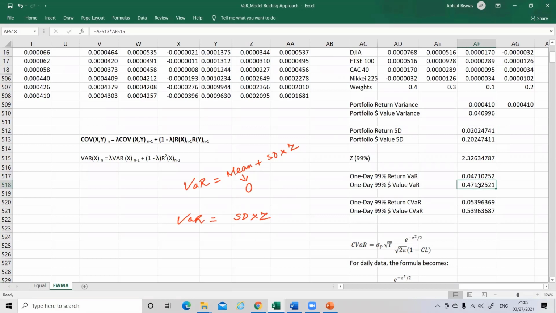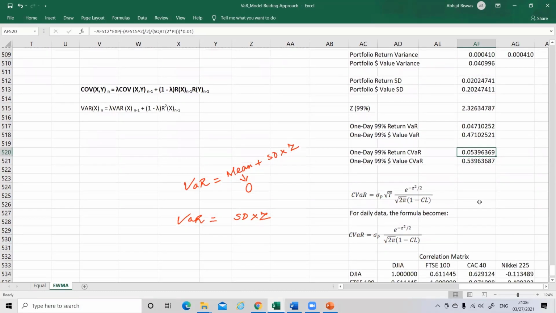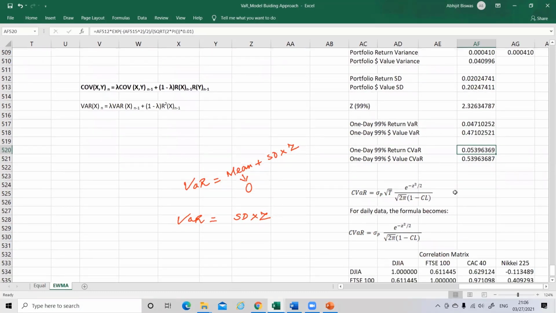Similarly, here also we'll follow the same thing: Z into standard deviation. Now CVAR, or conditional VAR. What is the formula for CVAR? This is the formula for CVAR.